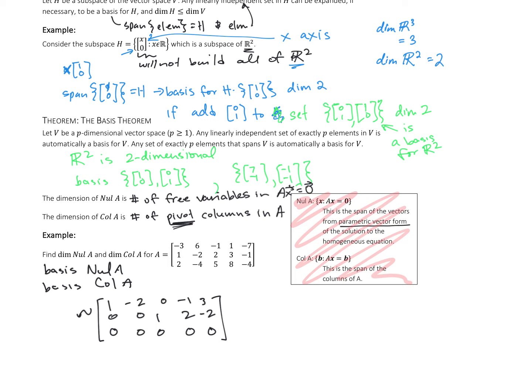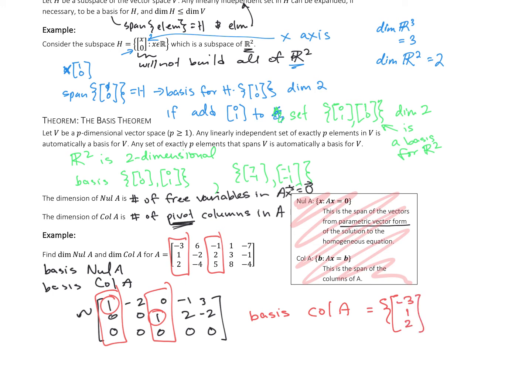But as you can see here, in the first row, here's my first pivot point. In the second row, here's my next pivot point. In the third row, I have no pivot points, which means that my pivot columns are the first column and the third column. So our basis for the column space of A is the set of the original first column and the original third column, because those are linearly independent of each other: -1, 2, 5. So there's my basis, which means that the dimension of the column space of A is 2.